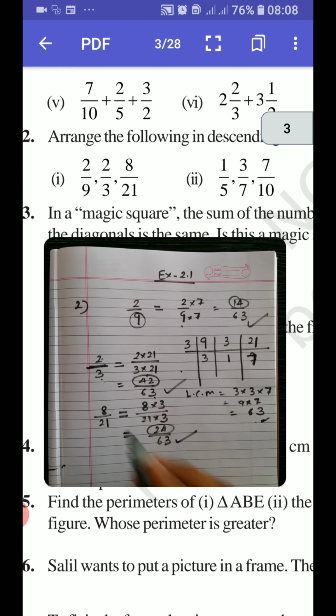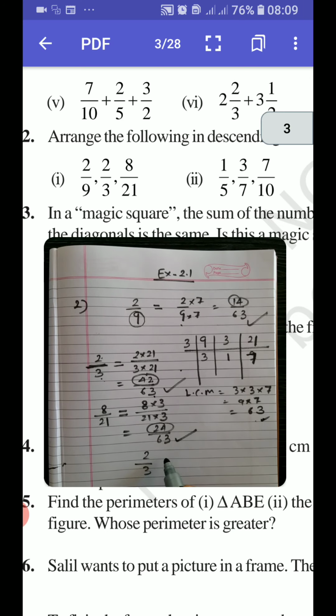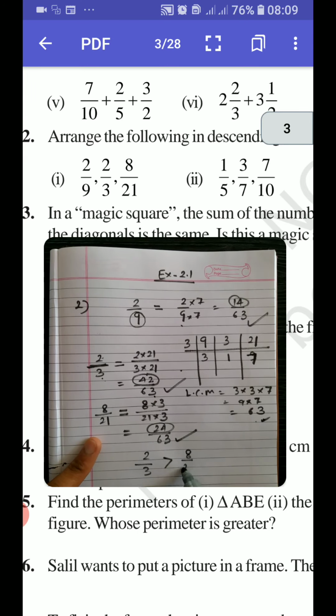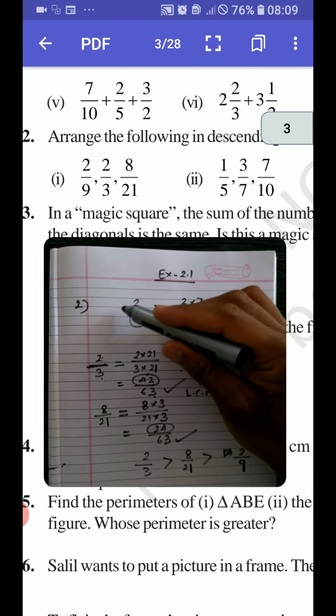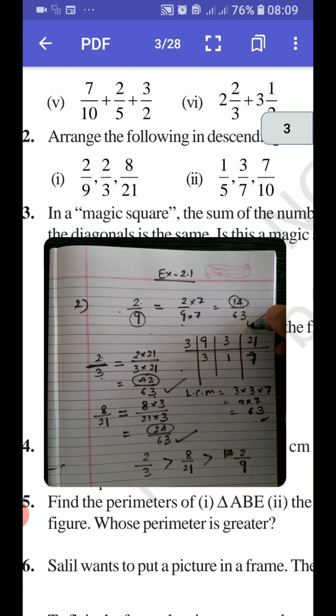So therefore 2 upon 3 is greater than 8 upon 21, and this is greater than 2 upon 9, because the modified form of 2 upon 9 is 14 upon 63. So my dear student, like this you can solve the second part.